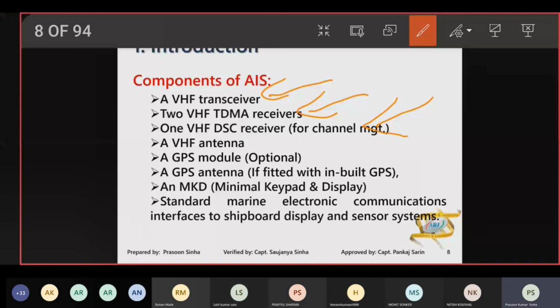VHF है तो एंटेना भी होगा. हमने बात करी थी कि ट्रांसमिट करता है अपना पोजीशन, कोर्स स्पीड वगैरह, तो GPS लाजमी है. तो GPS या तो एक्सटर्नल हो सकता है या इनबिल्ट हो सकता है, कि वो हमारा GPS अलग लगा है, उससे डेटा उठा के हमने AIS में डाल दिया, तो एक्सटर्नल GPS हो गया. Otherwise, it can also have internal GPS. If there is internal GPS, there has to be a GPS antenna also, because the design of the GPS antenna is supposed to be more specific for better performance, better reception.